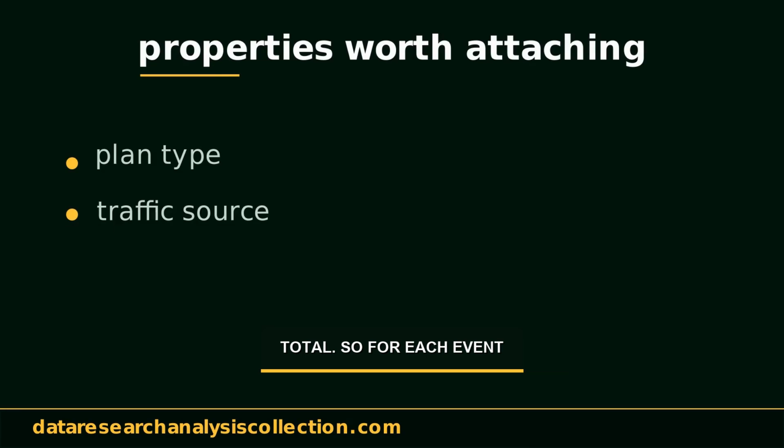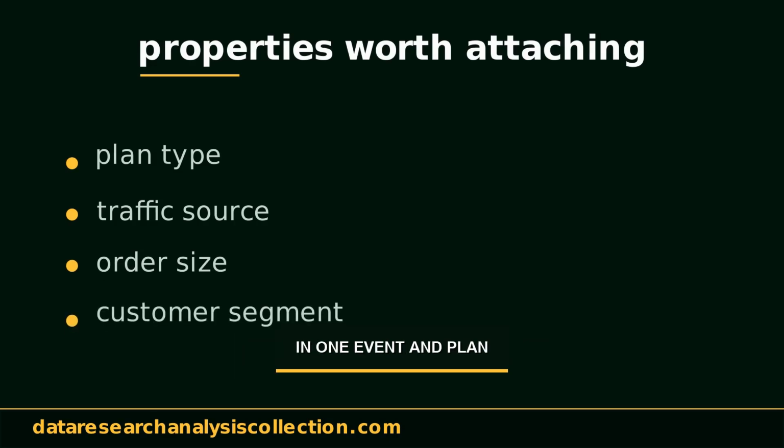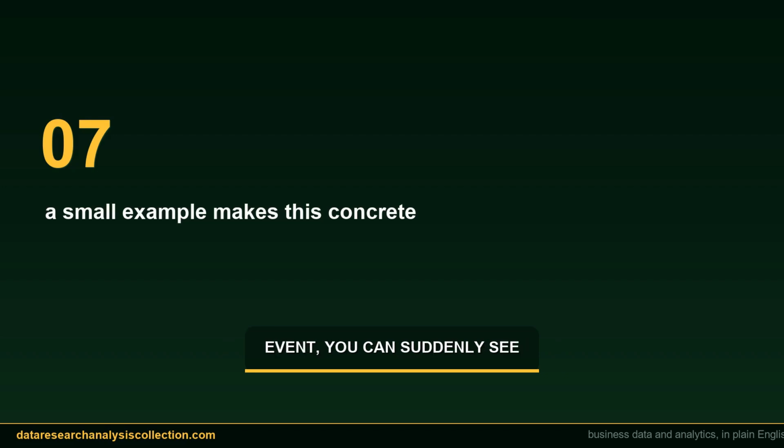So for each event in your plan, I write down the 2 or 3 properties that matter, and just as importantly, I decide their names and formats once, because a property called plan in one event and plan type in another is the same split problem all over again, one level down. Here is what that buys you in practice. With a source property on your sign-up event, you can suddenly see whether the customers who arrive from one channel stick around longer than the ones from another.